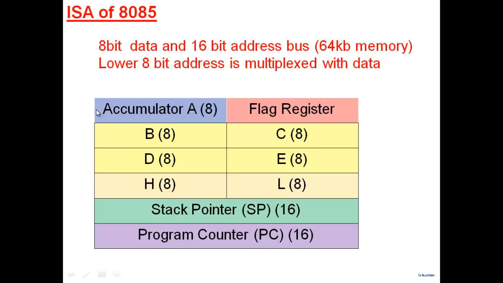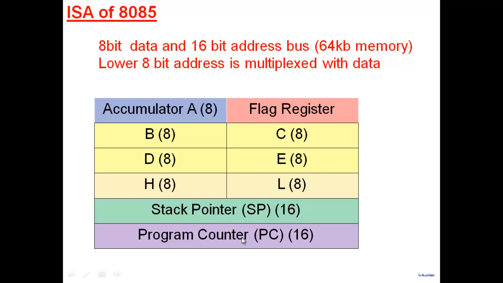Inside the microprocessor, these are some of the registers that are there. There's a register called the accumulator. It has a special importance, we'll see in a minute. There's a register called the flag register here. And then there are registers like B, C, D, E, H, L. There's a register called the stack pointer. This is a new word for us.